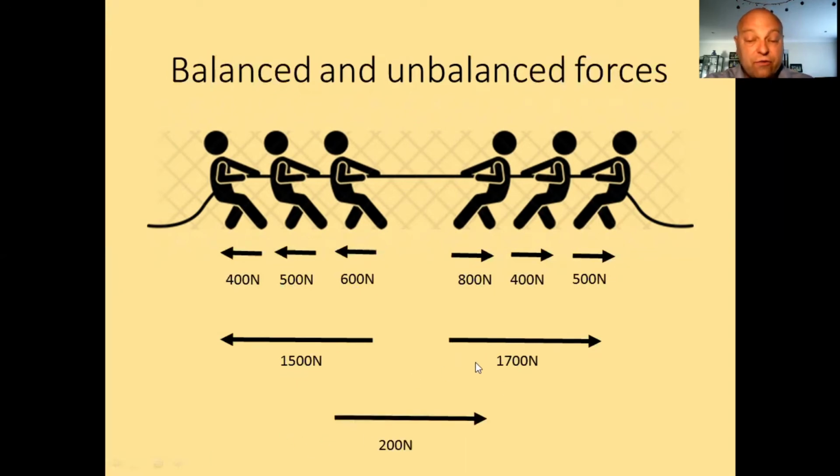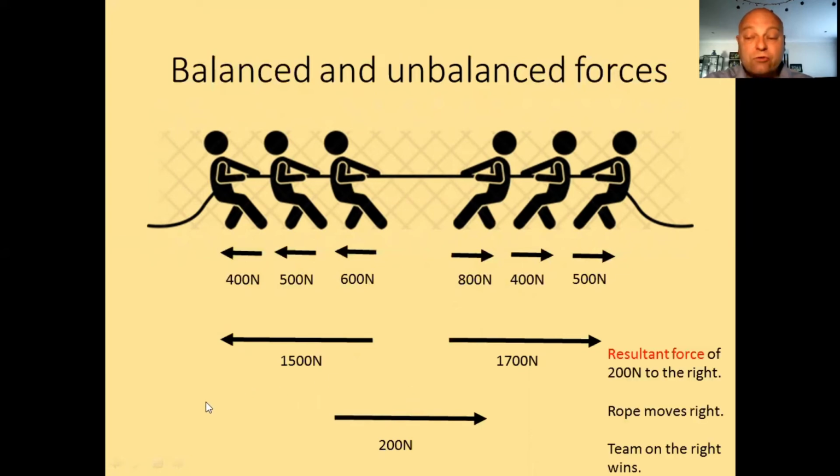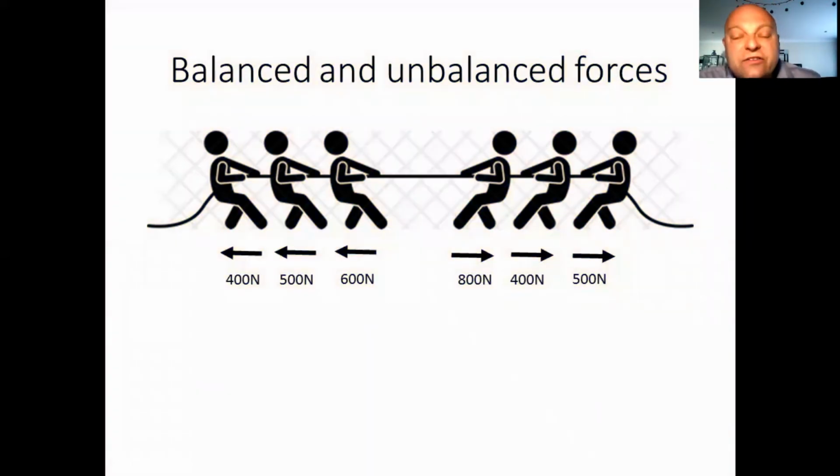And obviously, the resultant force of these two is 200 newtons to the right. So the resultant force, 200 newtons to the right, means the rope moves to the right and the team on the right wins. Well done if you've got that right. Was there an easier way of doing it using vector quantities?